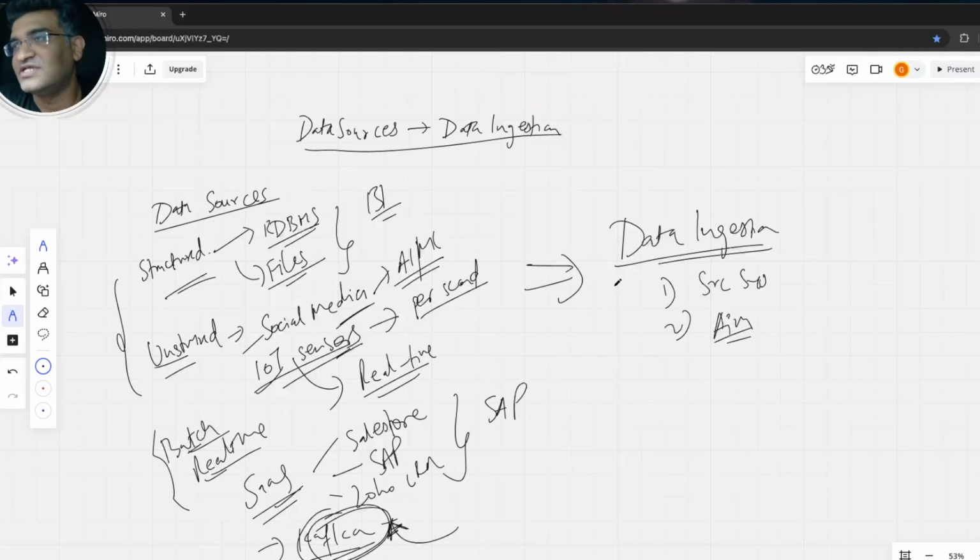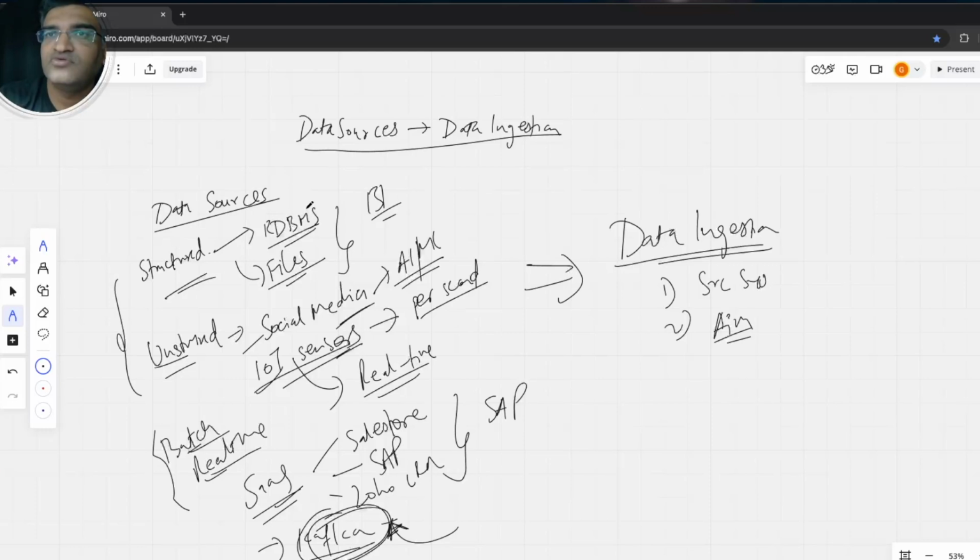The next is the data ingestion. So we spoke about these data sources, all the left hand side. Now the right hand side is the data ingestion. Looking at what the source system is, we'll have to design this, and then accordingly we have to select the tools.